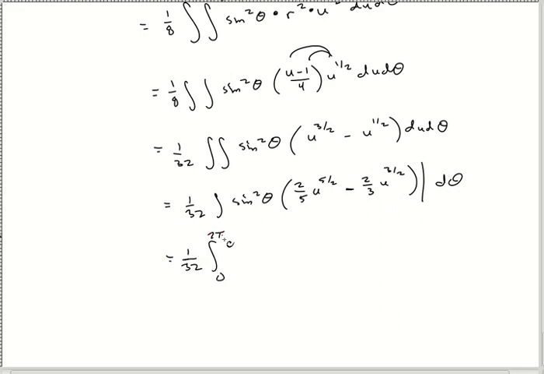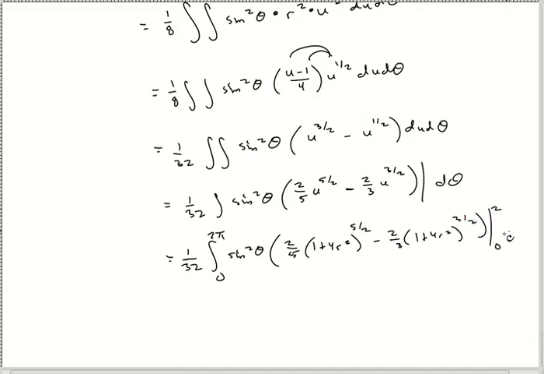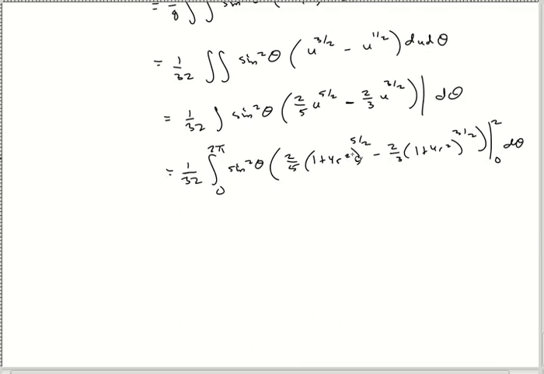0 to 2 pi sine squared. 2/5, and then I've got 1 plus 4r squared to the 5/2, I believe. 2/3, 1 plus 4r squared to the 3/2. Now, from 0 to 2, d theta. Plugging into 2, even plugging into 0. I think I've been pushing it too far on the net side there. Okay, and of course my sine squared hasn't changed.